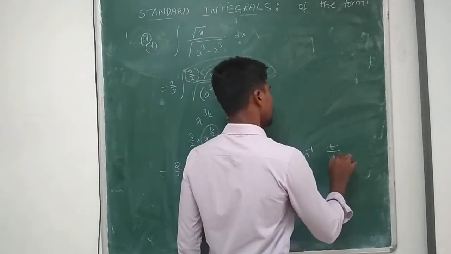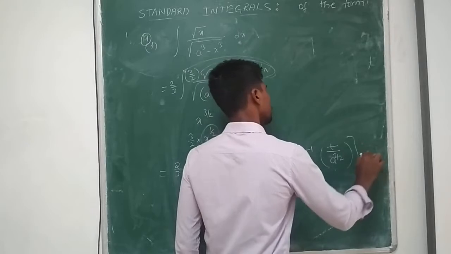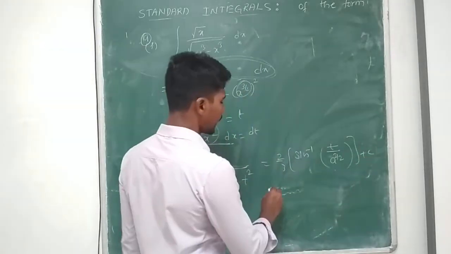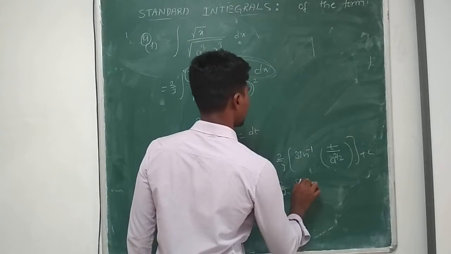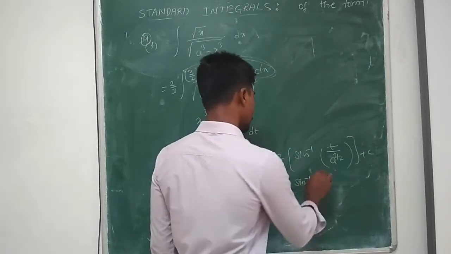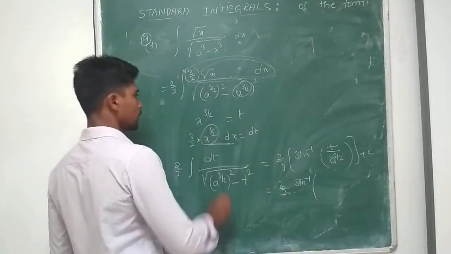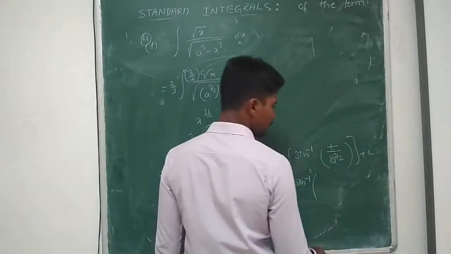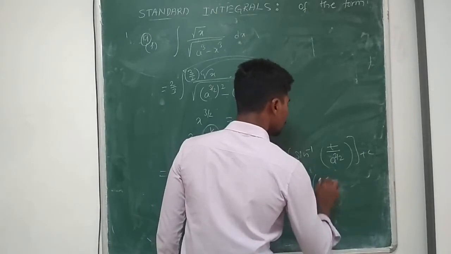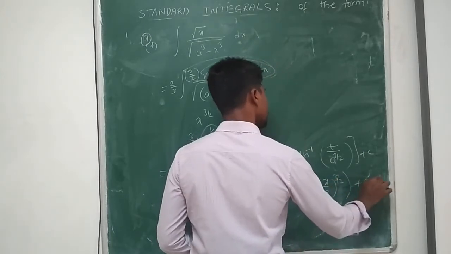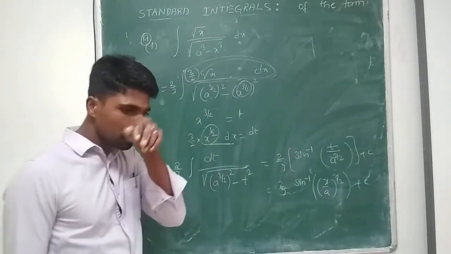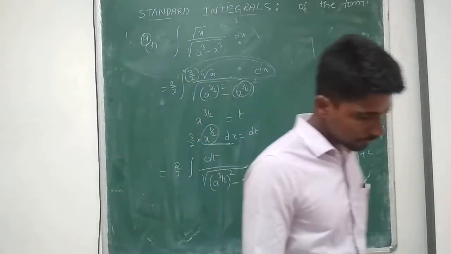t by a power 3 by 2 plus c. So for the final answer, we replace the substitution. The value of t is x power 3 by 2. So I can write it as x by a whole power 3 by 2 plus a constant. Okay. Next problem.